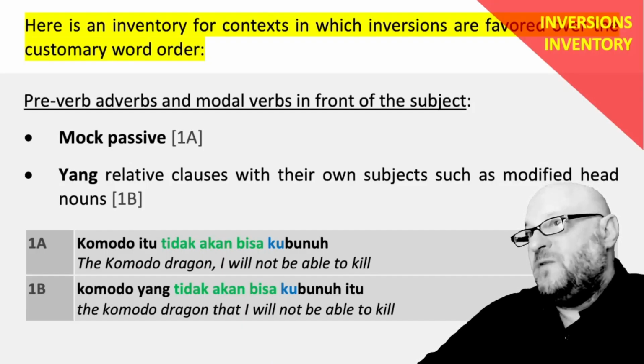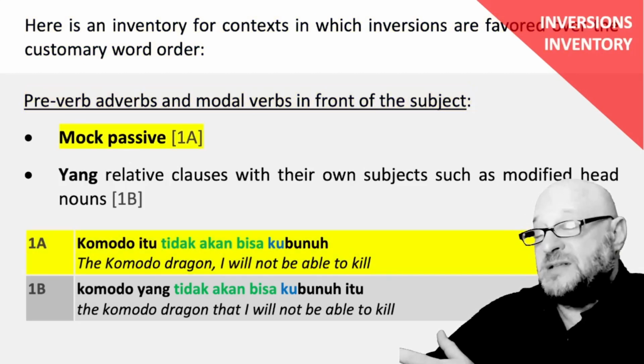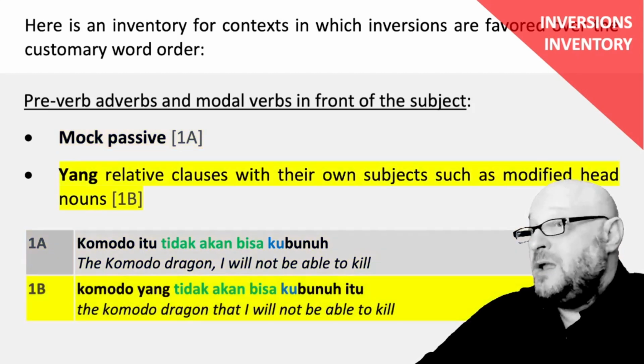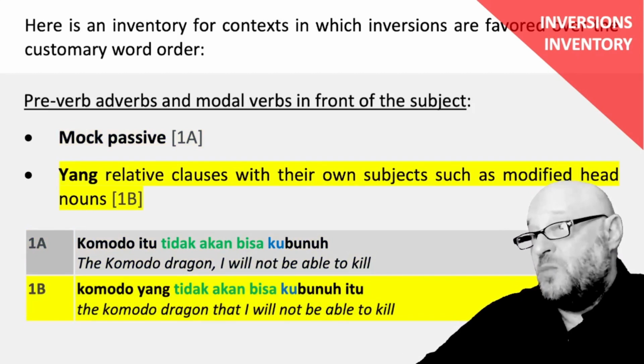Here's an inventory for contexts in which inversions are favored over customary word order. Preverb adverbs and modal verbs that go in front of the subject. Mock passive, example 1a, Komodo itu tidak akan bisa kubunuh. The Komodo dragon I will not be able to kill. Yang relative clauses with their own subjects, such as modified head nouns. Example 1b, Komodo yang tidak akan bisa kubunuh itu. The Komodo dragon that I will not be able to kill.